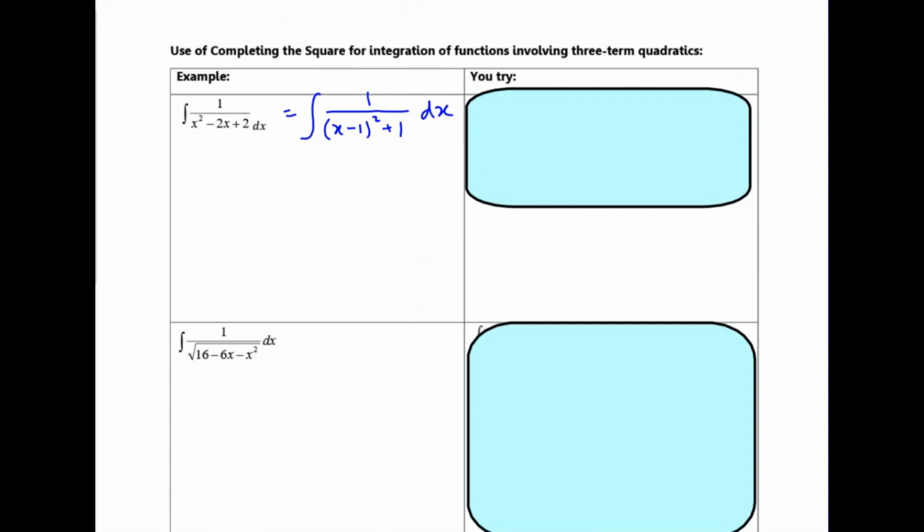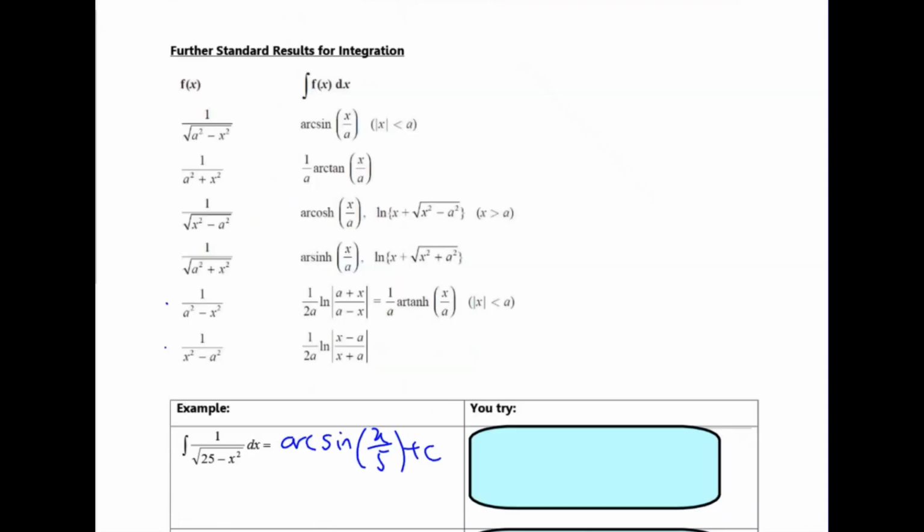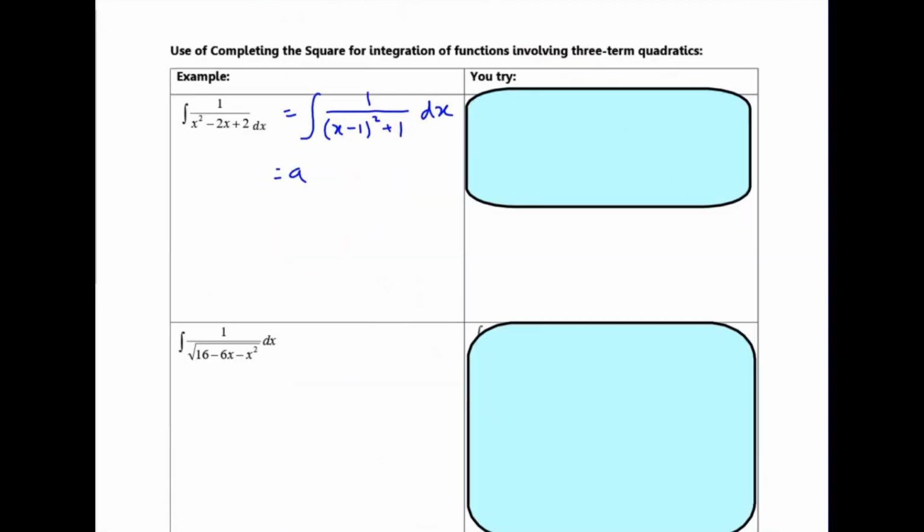So have a look at your standard results for this one, where we've got something squared plus something else on the bottom, which is going to again be arctan. Our a this time is 1, the squared is 1, but instead of x, we're putting in x minus 1. So this is going to be arctan of x minus 1, plus a constant.